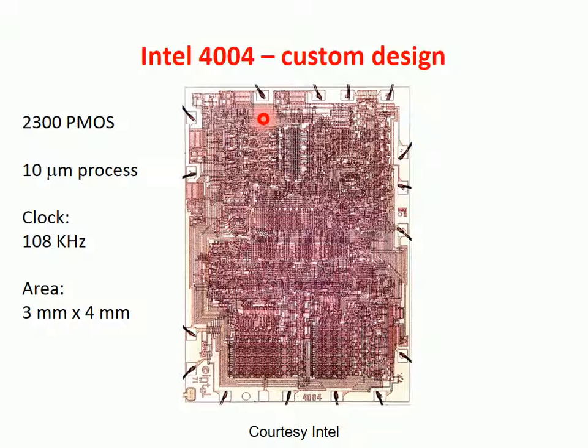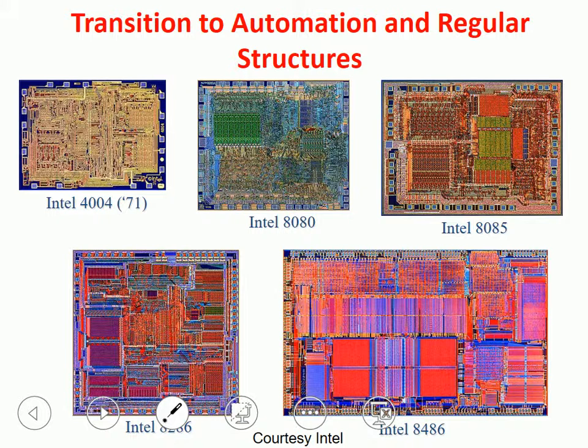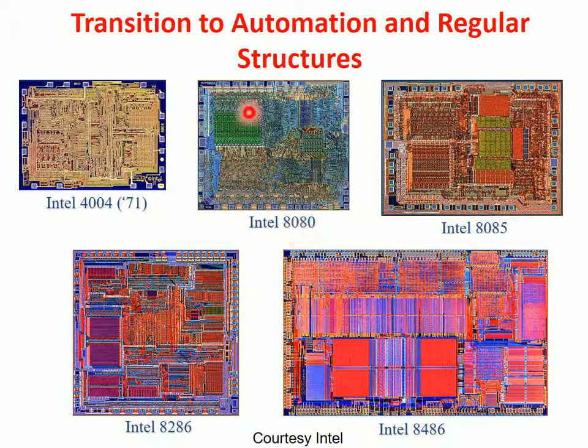Okay? If we look at the following generations of microprocessors from Intel, let me just show them here, you see the structures become more and more regular as time passes. This is the Intel 8080. You see there is a larger regular structure here. This is the 8085, a large structure. This is the 8486. They're not so recent, but you can see that there are many, many more regular structures.